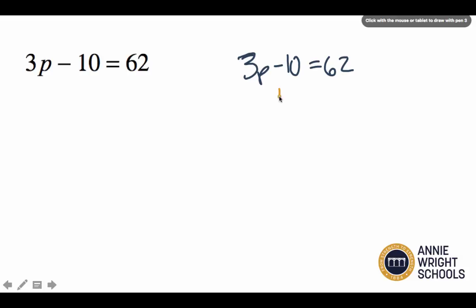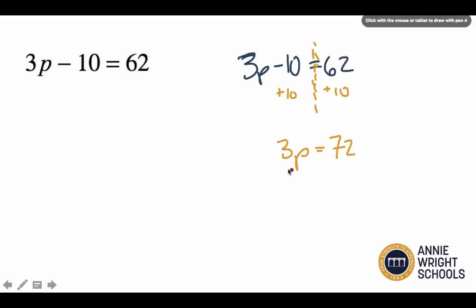So I hope you started by adding 10 to both sides of the equal sign, just like I did here. You don't have to draw this dotted line. I'm just trying to show you where the adding happens. Now you're left with 3p equals 72.